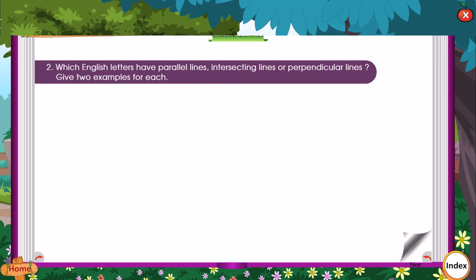Which English letters have parallel lines, intersecting lines, or perpendicular lines? Give two examples for each.